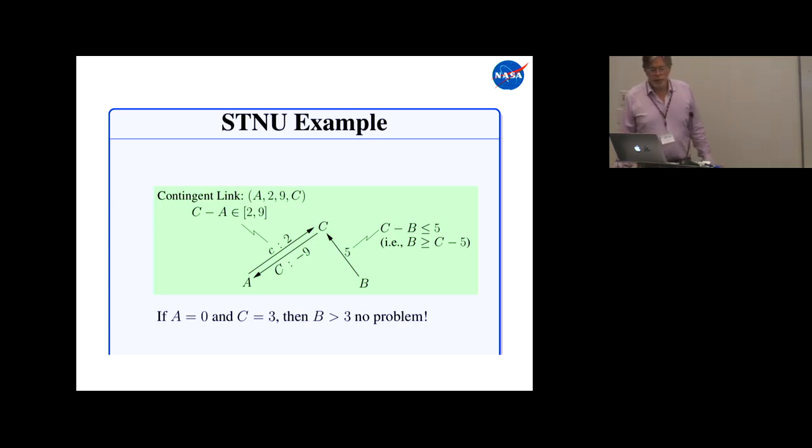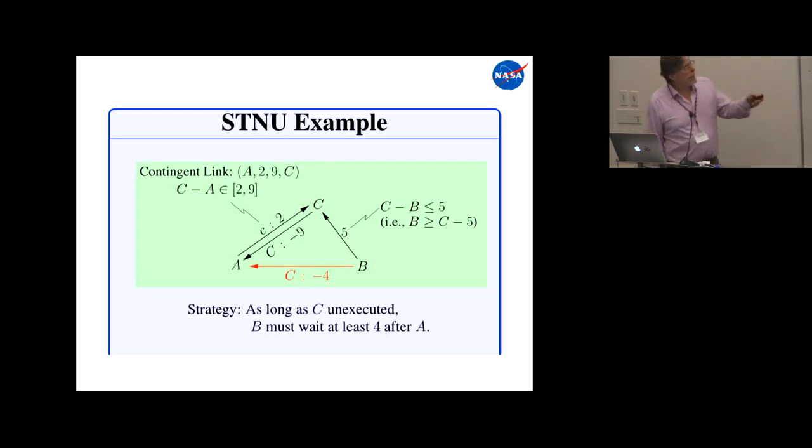If A equals 0 and C is 3, then you can execute B after that. All right? If C comes up to be 3, then you can execute B right away, because that satisfies the constraint. All right, so that's a little bit better result than the last one, where we recommended B greater than 4.